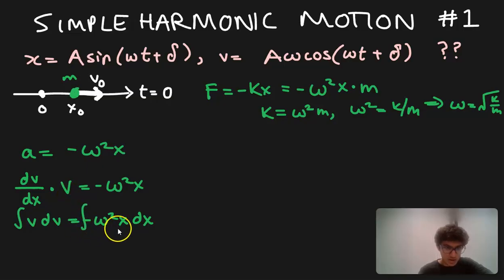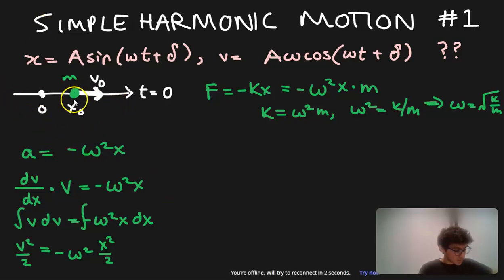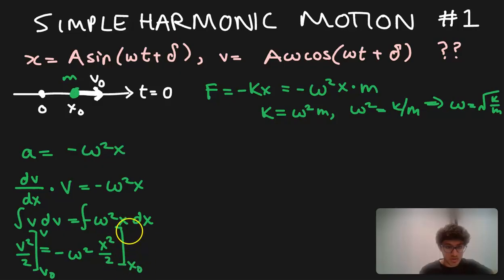In doing so, we get v squared over 2 plus c, but we don't need to write that yet, you'll see why, is equal to negative omega squared x squared over 2 plus c. But let's not write the plus c's right now, because there are certain bounds that we're going to be using. The bounds are from x in general and v, whatever v is going to be. So over here, we're going to go from v sub 0 to v, and over here, we're going to go from x sub 0 to x.